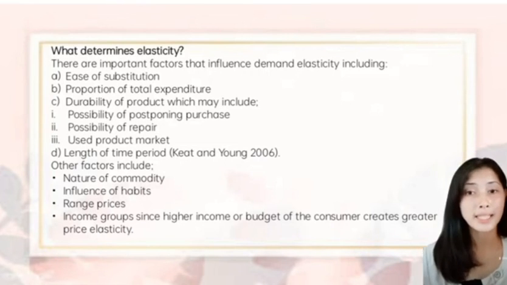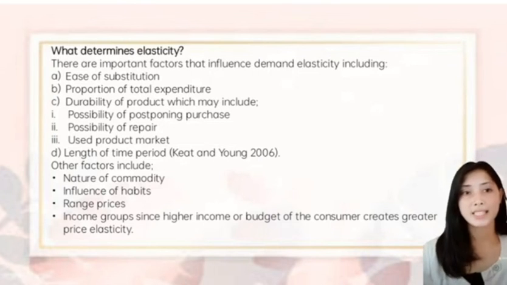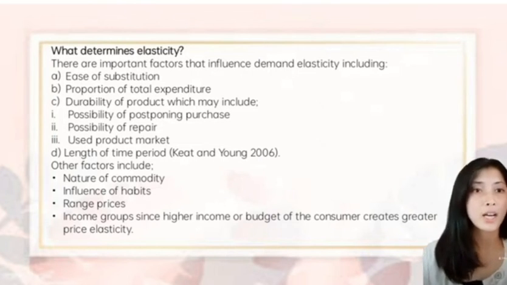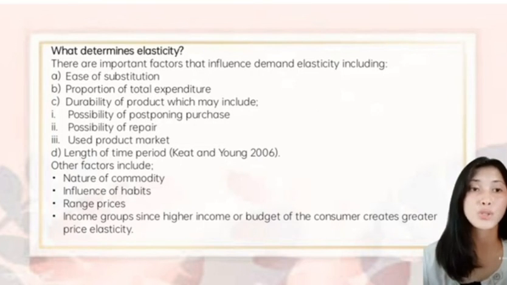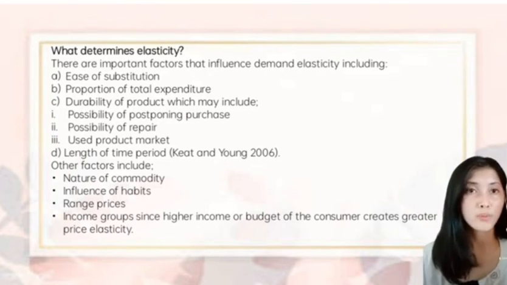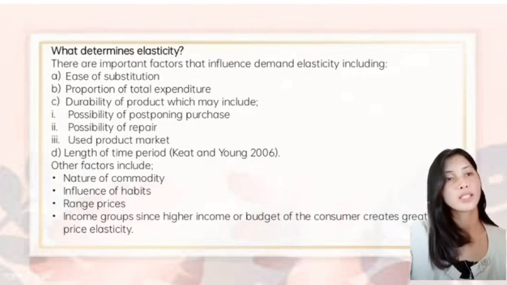Another reason is the durability of the product. There is high elasticity for this product because a new appliance purchase can be postponed, since there is a choice between buying and repairing. Faced with a higher purchase price, a consumer may choose to repair his or her old appliance instead of purchasing a brand new one. Last, we have the length of time period, by Kate and Young, 2006.